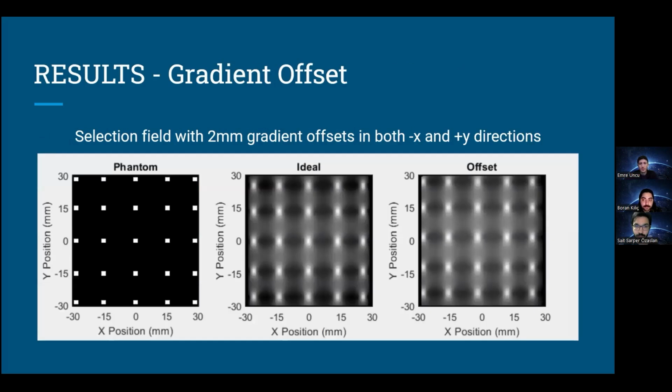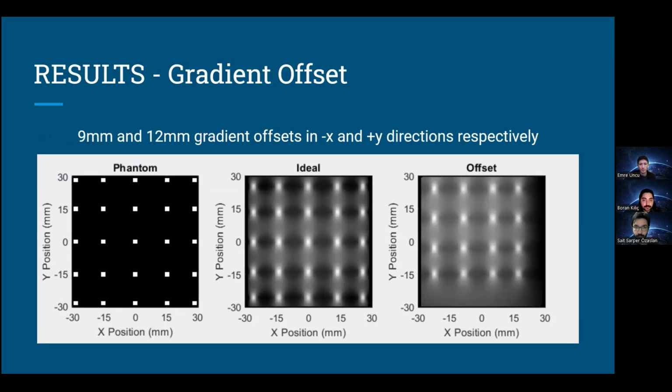For results, the first non-ideality is gradient offset. A 2 mm offset was used for both the negative x and positive y direction. When compared to the ideal image, it's observed that the resulting image shifts upwards to the left. By increasing the offset amount in both directions, the image on the right was obtained. It's seen that the image shifts more as the offset values increase.